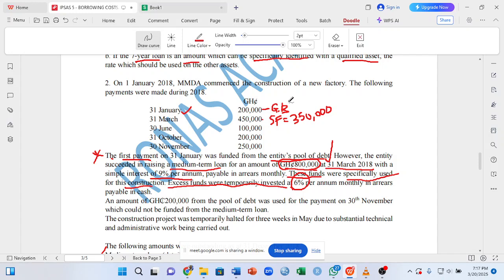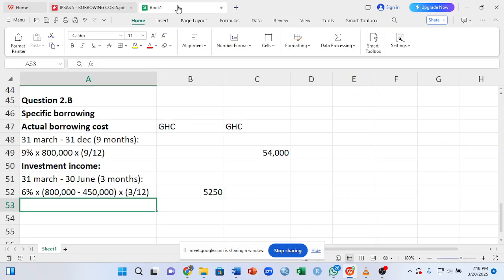So it means that 350 was lying idle. Then when we came to 30th June, we used 100,000. So what will be the surplus over here? 250. How do we get 250? The surplus of 350 minus the 100,000 we used on 30th June. So we move on to the next one.